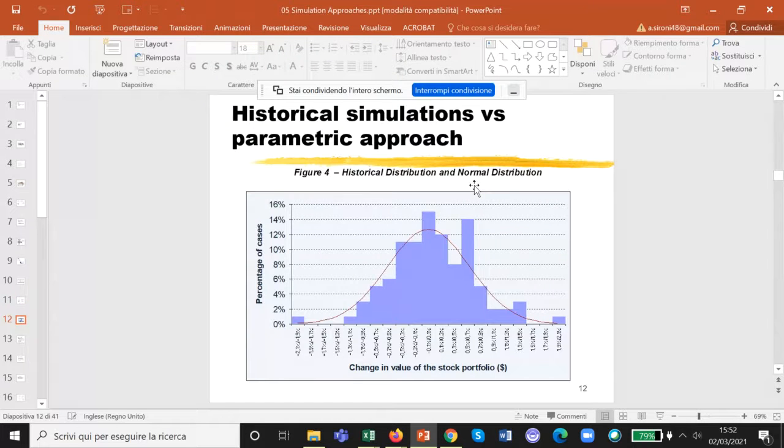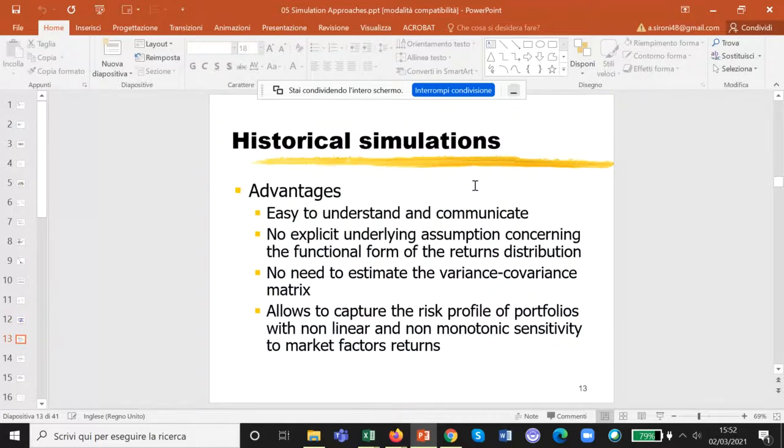This is the distribution, the historical distribution compared to the normal one, okay? Okay. Let's try to recap a bit about historical simulation. What kind of advantages do we have? First of all, they are easy to understand and communicate.